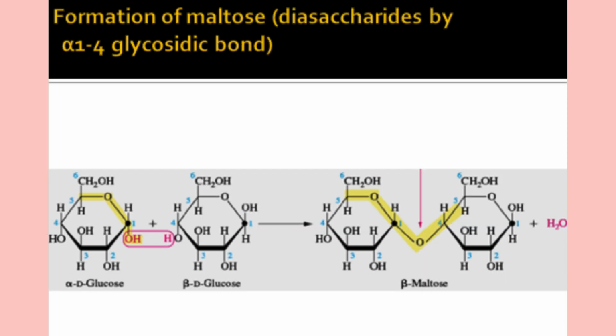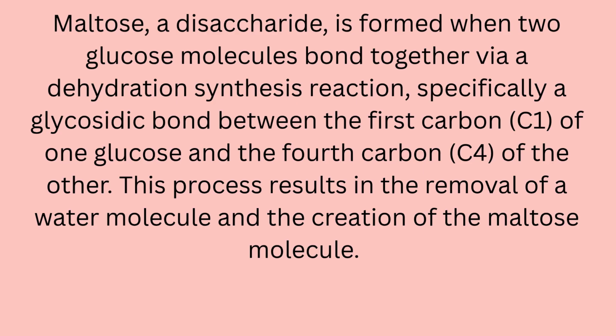First, the formation of maltose. Maltose, a disaccharide, is formed when two glucose molecules bond together via a dehydration synthesis reaction, specifically a glycosidic bond between the first carbon, C1, of one glucose and the fourth carbon, C4, of the other. This process results in the removal of a water molecule and the creation of the maltose molecule.